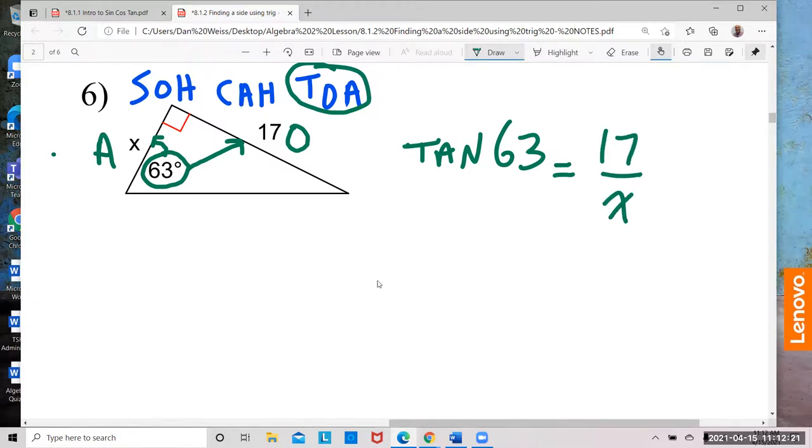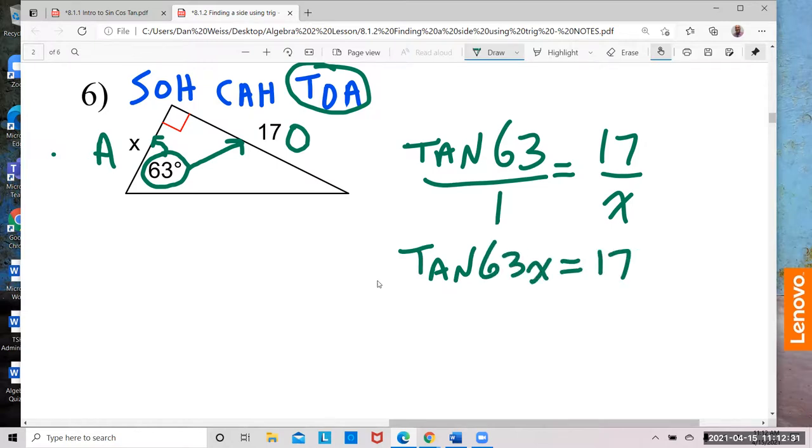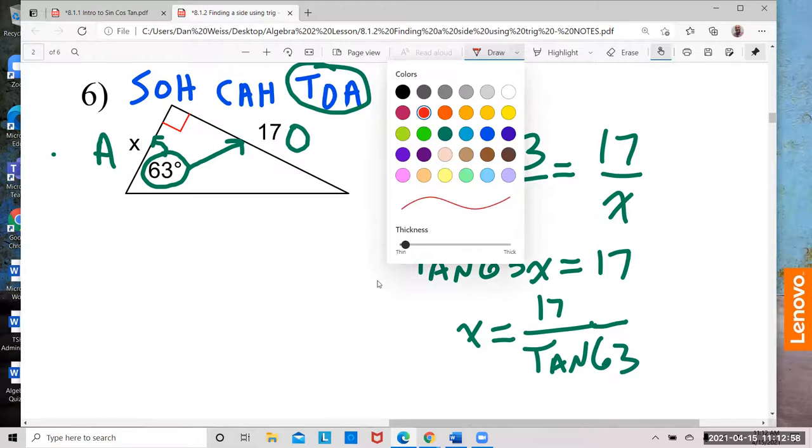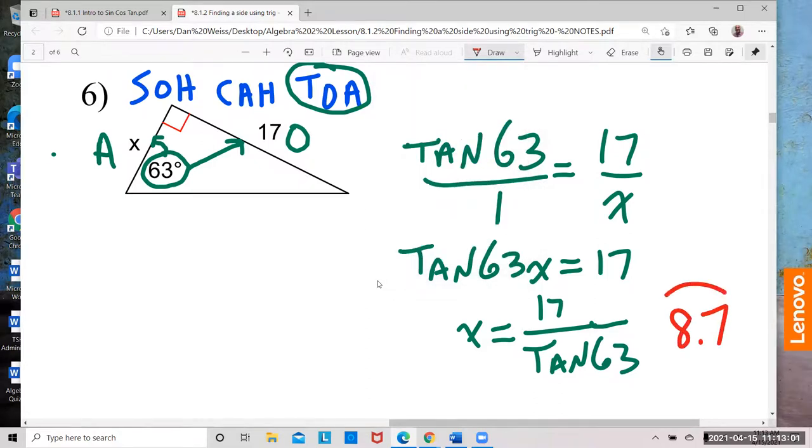Tan 63 equals 17 over X. Cross multiply, tan 63 X equals 17. So we're going to divide: 17 divided by tan 63. On your calculator, you're going to do 17 divided by 63 tan equals. Yeah, I got that. Good.